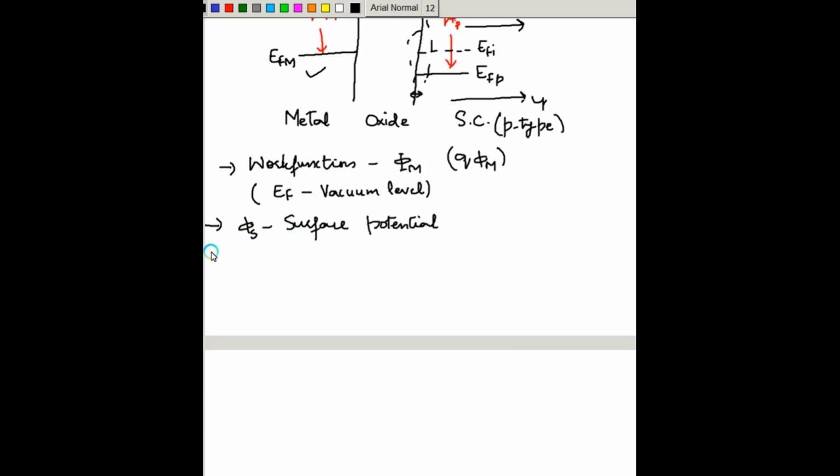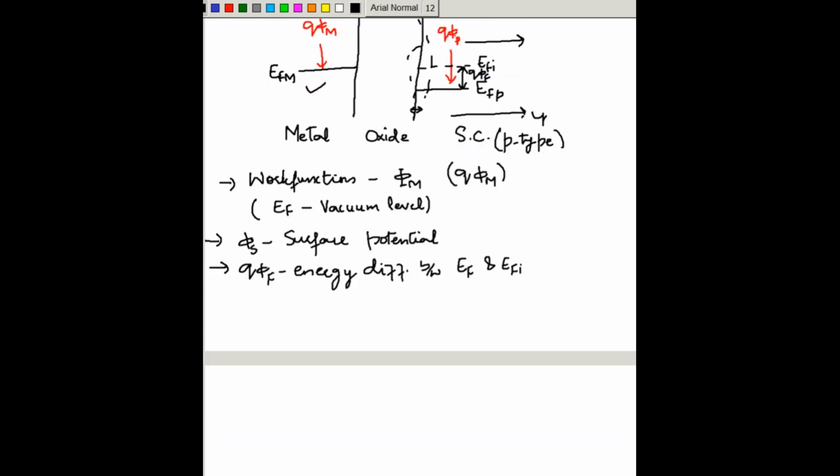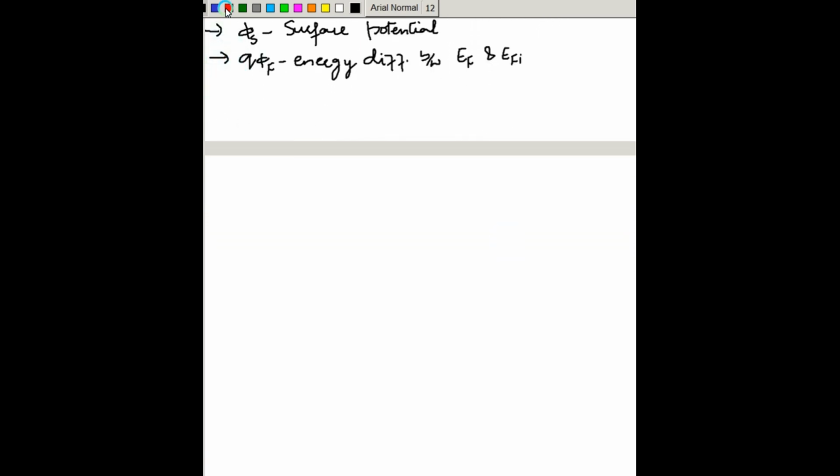We are measuring another quantity, that is Q phi f, which measures the energy difference between the Fermi level of the material and the intrinsic Fermi level, which is this difference. This becomes Q phi f. So all these quantities we'll be using in the band diagrams. Now what will happen in the accumulation mode? As we have discussed, VGS is less than 0 for which mode? Accumulation.